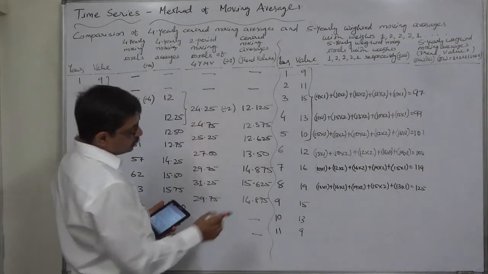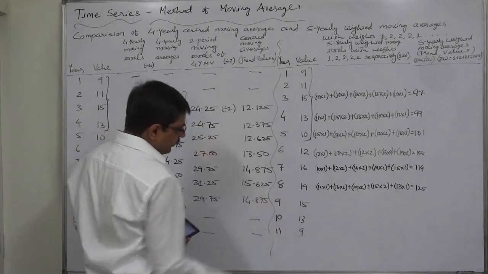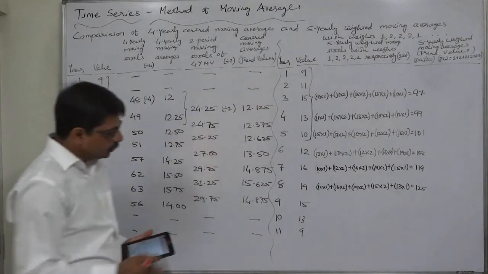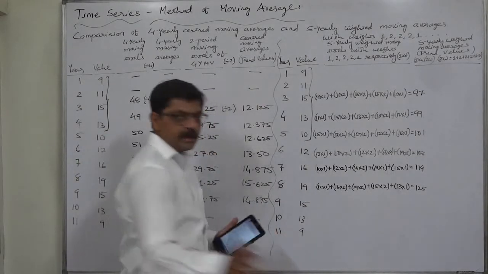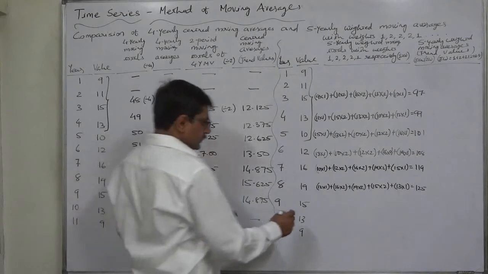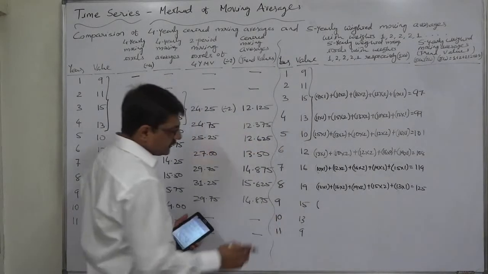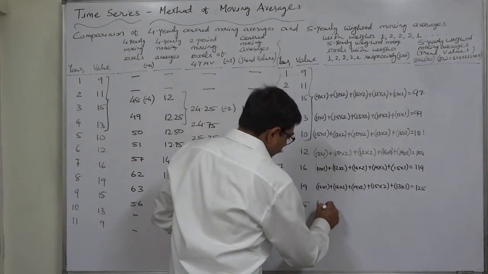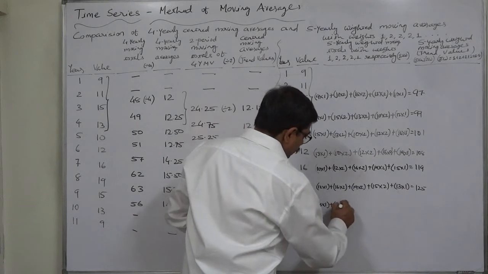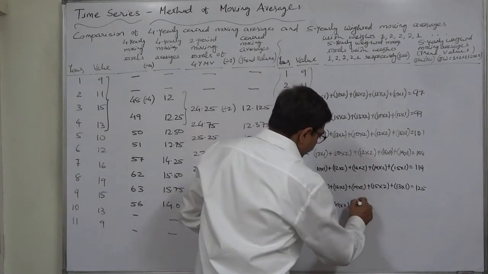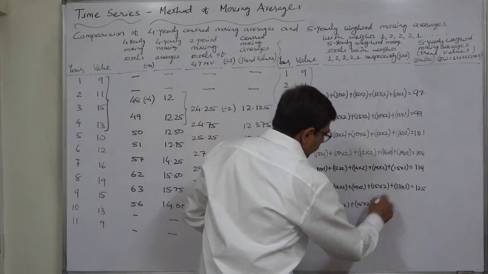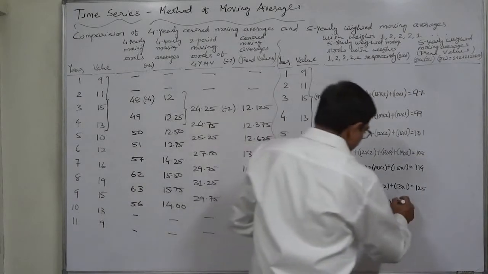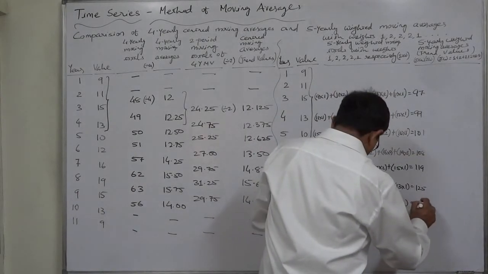And the next total will be of the 7th, 8th, 9th, 10th and 11th value. The 9th is in the center and this will be the last total, because from now onwards we cannot have 5 consecutive values. So this is the last total and we are going to write it against the 9th. The first will be 16 into 1 plus 19 into 2 plus 15 into 2 plus 13 into 2 and the new incoming value is 9 into 1, and the total comes to 119.